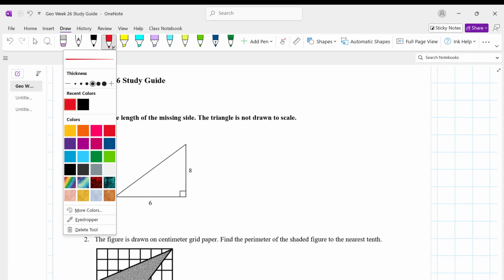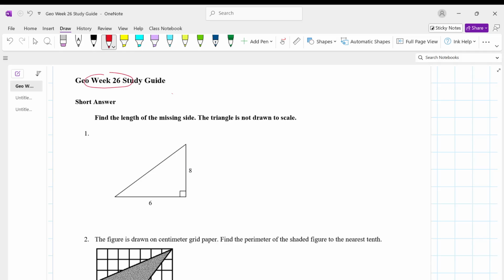All right, so here's your study guide for quiz 26. Problem number 1, you're asked to find the length.